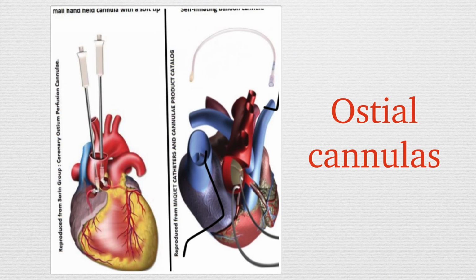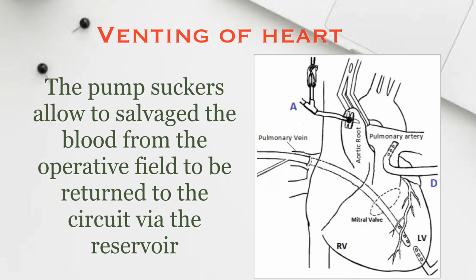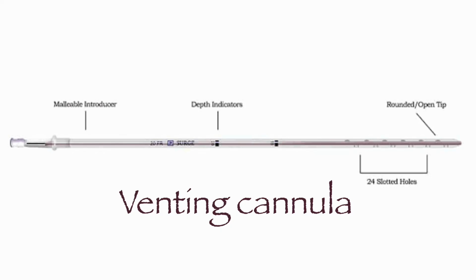Arterial cannulation insertion as shown in the figure. Venting of the heart. The pump circuit allows the blood from the operative field to be returned to the circuit via the reservoir. Venting cannula as shown here.